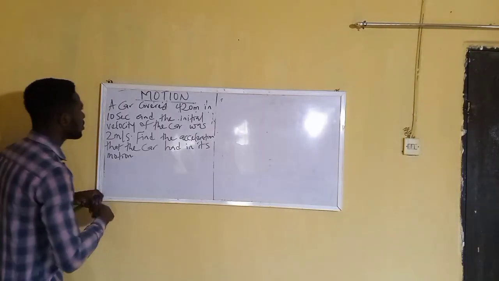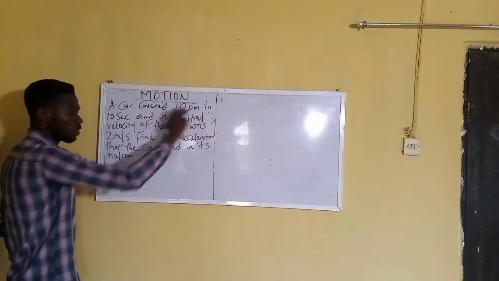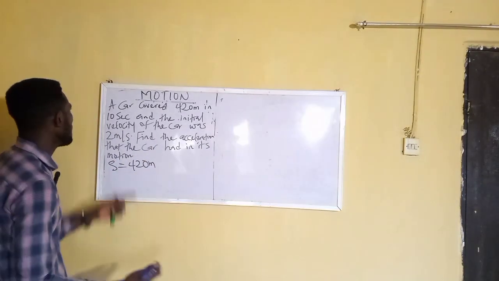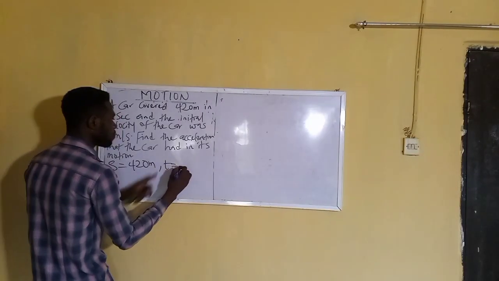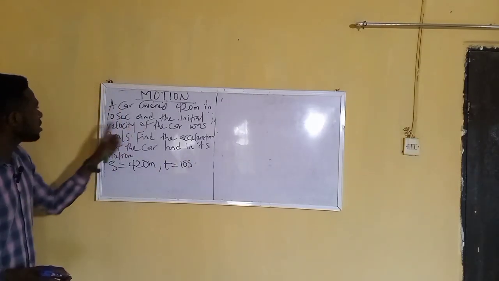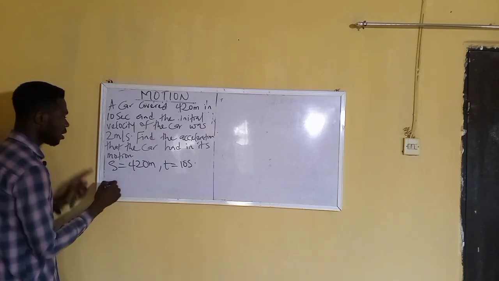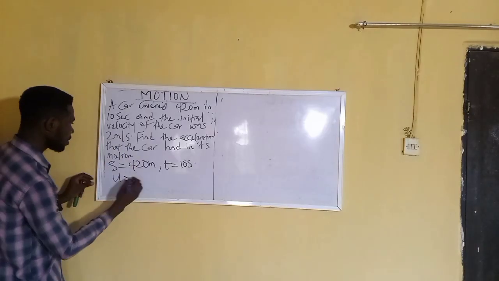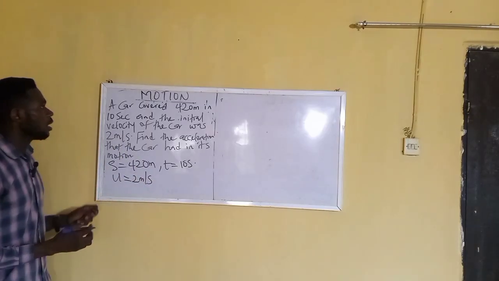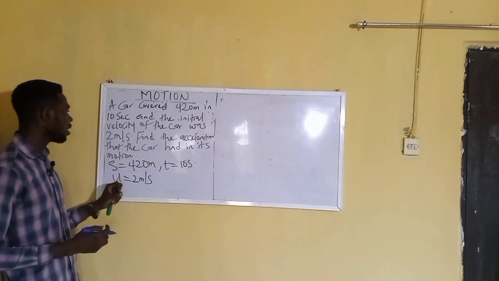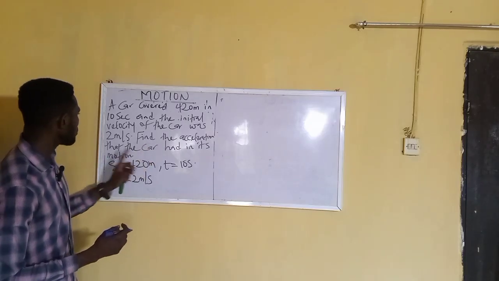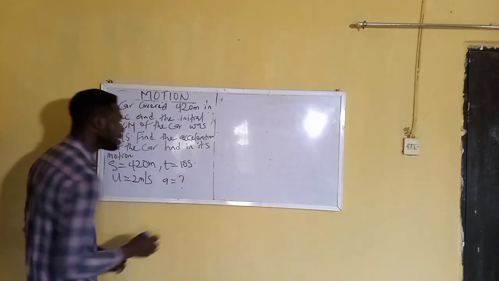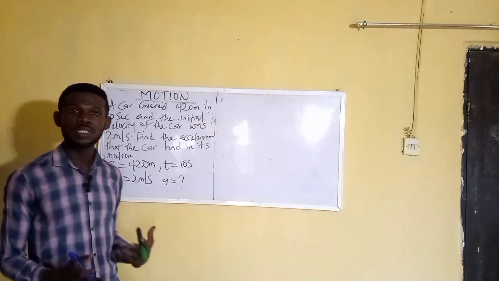If you write out the parameters, a car covered 420 meters, that means our S in this case is 420 meters because that was the distance it covered. In 10 seconds, that means our T is 10 seconds. The initial velocity of the car was 2 meters per second, and since it's initial, we represent it as U, which is 2 meters per second. They said find the acceleration of the car, so you have your A as your missing parameter.